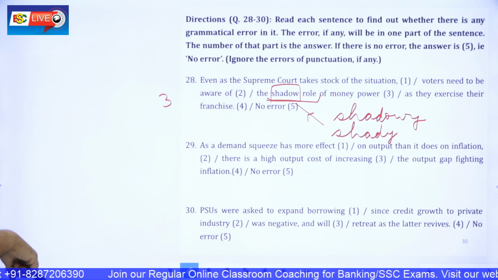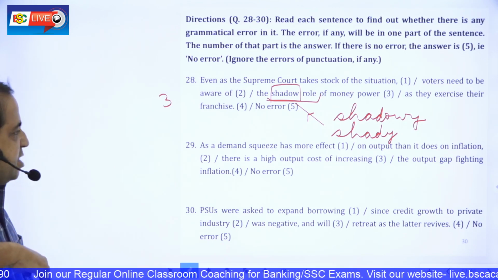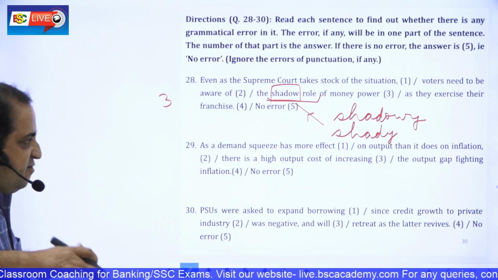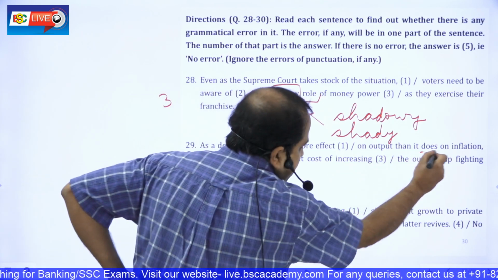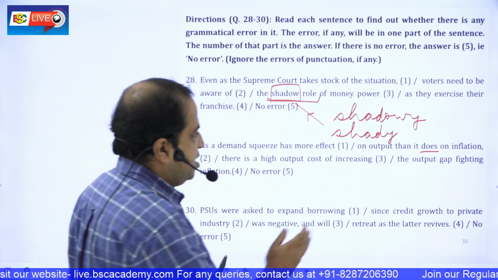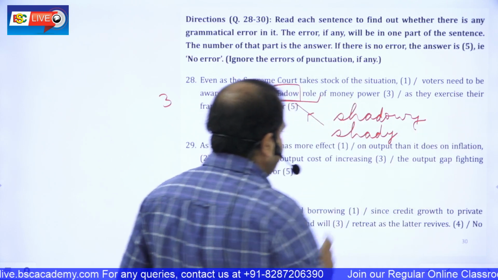Then we come to question number 29. As a demand squeeze has more effect on output than it does on inflation. अब does का meaning क्या है यहाँ पे? Has. Than it does have. तो इसलिए ये तो correct है. Than it does on inflation.